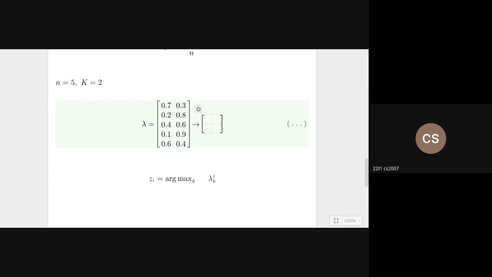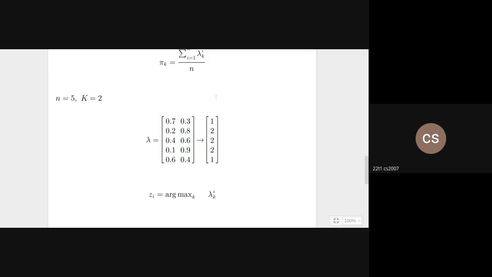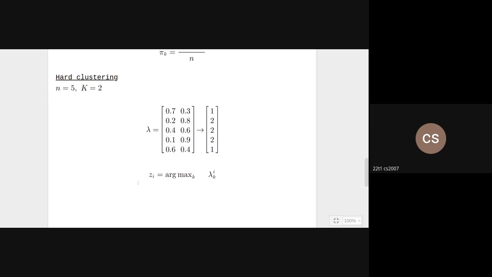So in this case, if I do hard clustering, this is what it will look like. Let me change it to 5 rows and 1 column. These are all Z values. The first point will go to mixture 1 because that has the maximum probability. The second point goes to mixture 2, third to mixture 2, fourth also to mixture 2, fifth to mixture 1. This is an instance of hard clustering for 5 data points and 2 mixtures. This is one way of doing hard clustering.